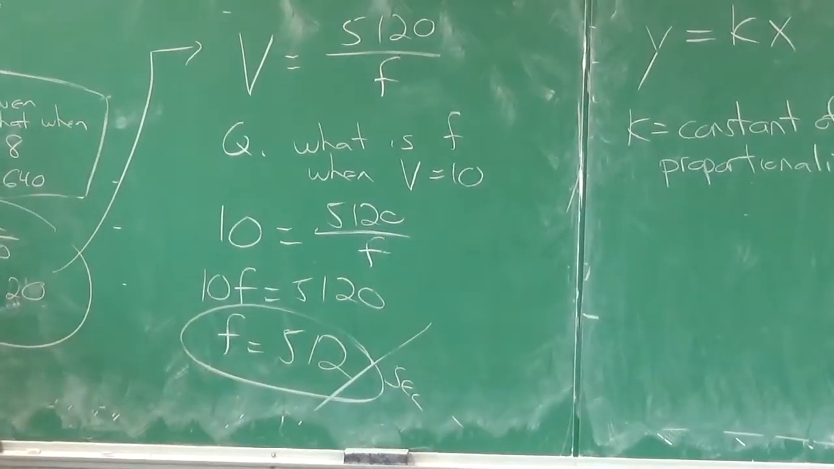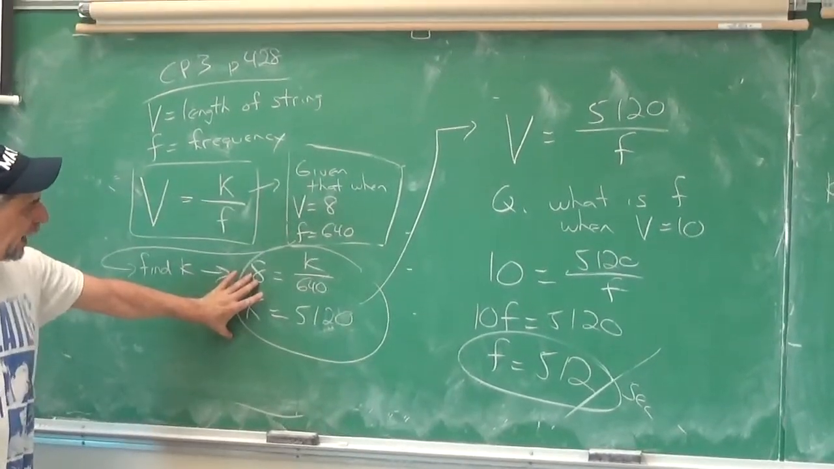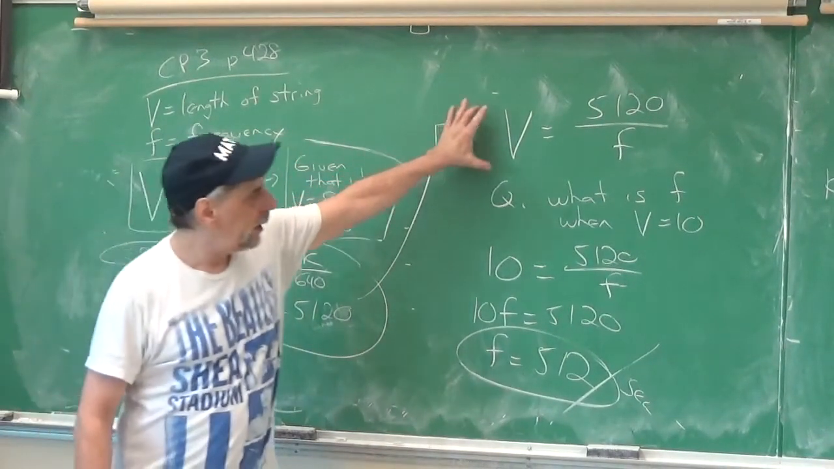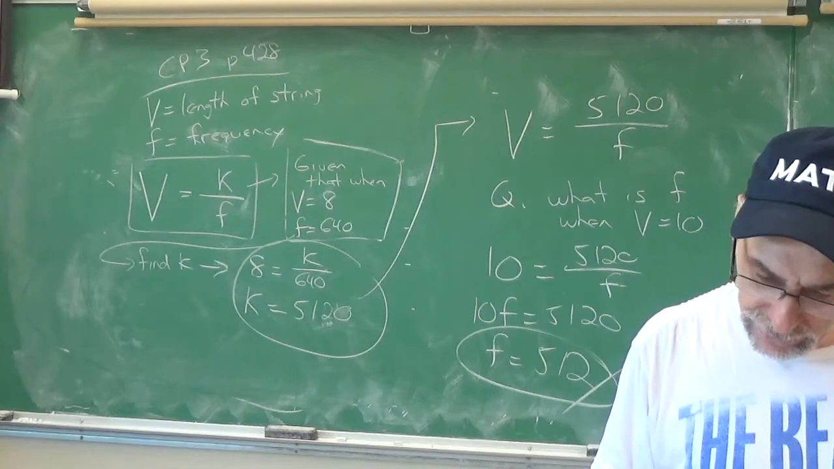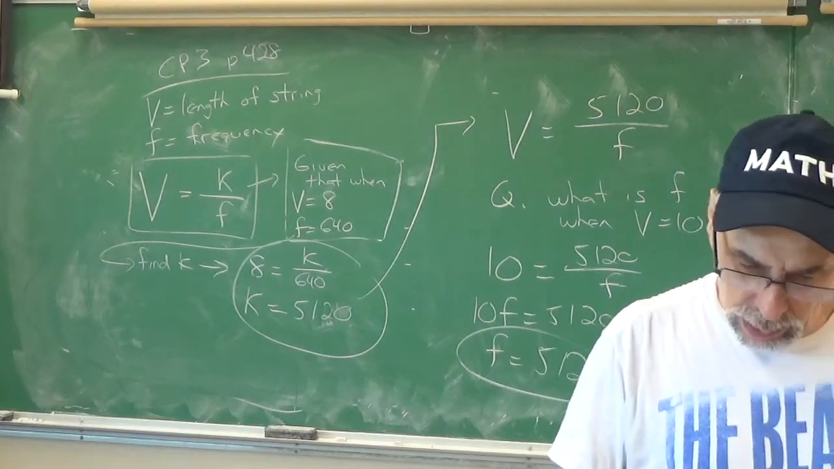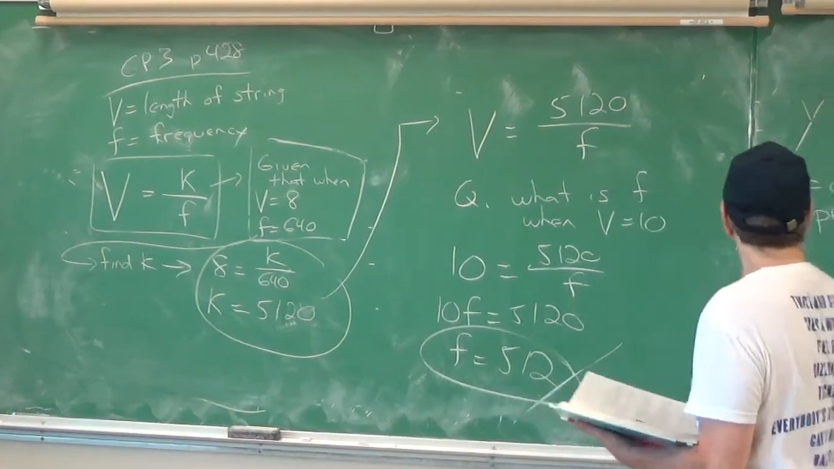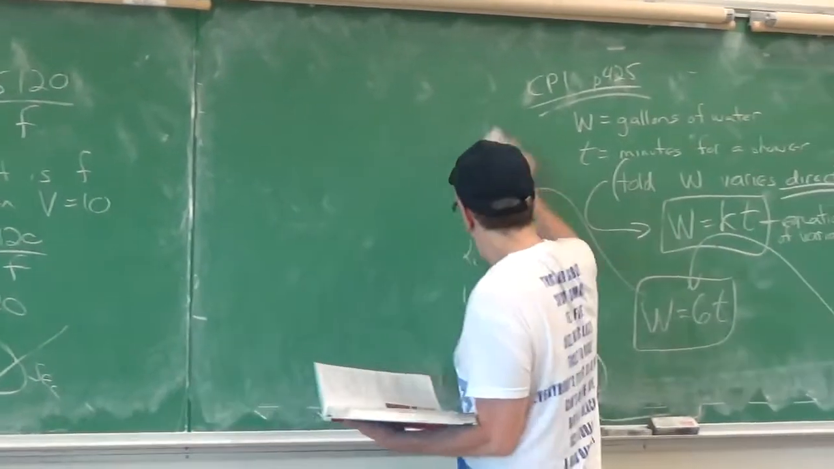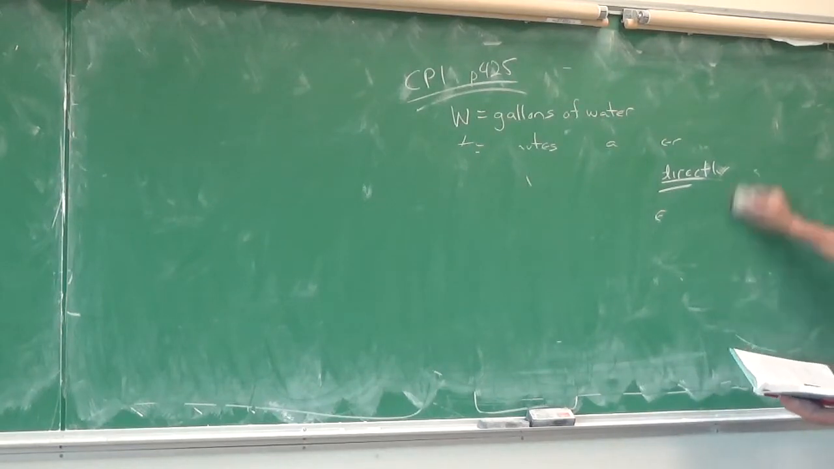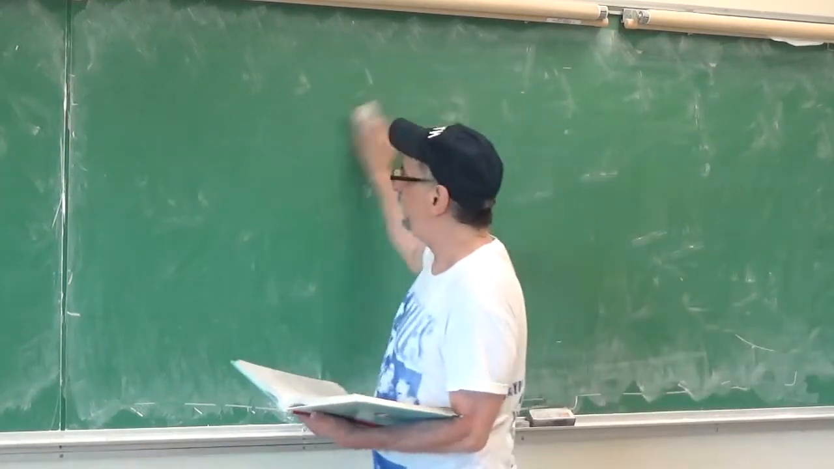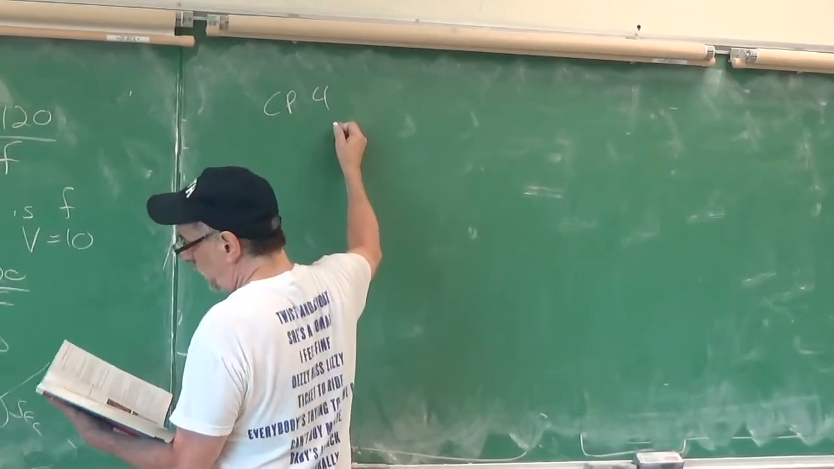All right, so once again, come up with the correct equation. Use the given information to solve for K. Put that K into the equation. Answer the follow-up question. All right, let's do one where we have some joint variation, which is checkpoint 4. Joint variation means we've got more than two things going on. This is checkpoint 4, page 429.